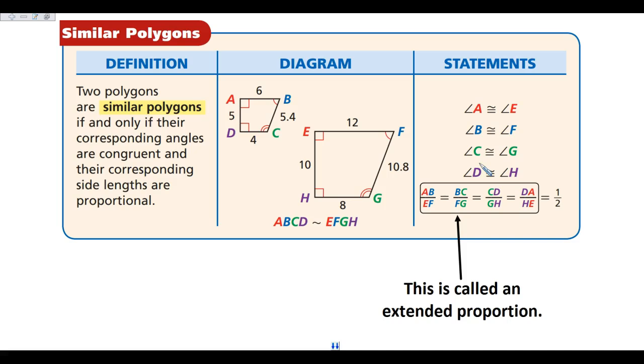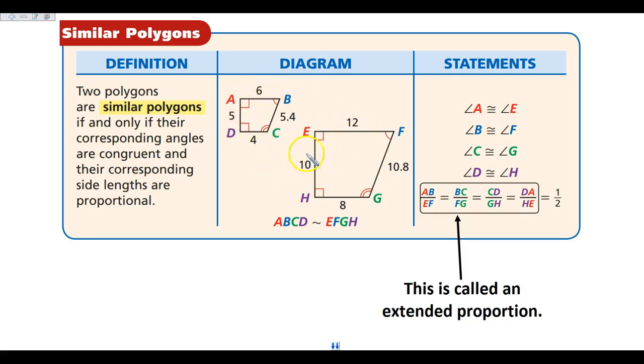Now, with congruent figures, our corresponding sides were also congruent. We're going to change that up a little bit with similarity, and say that our corresponding sides are proportional. What that means is that if I take the sides in one figure and put them over the sides in the other figure, they will all reduce to the same fraction. So if I look at AB over EF, that is 6 over 12, which reduces to 1/2. I'm doing little figure over big figure. So 6 over 12 is 1/2.